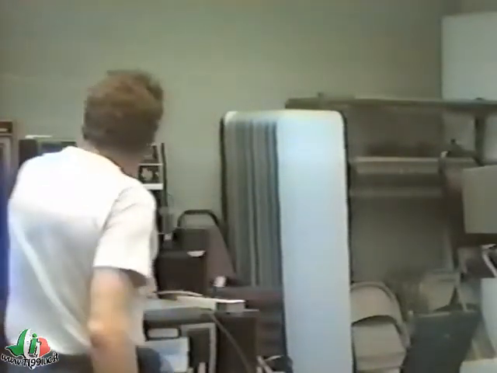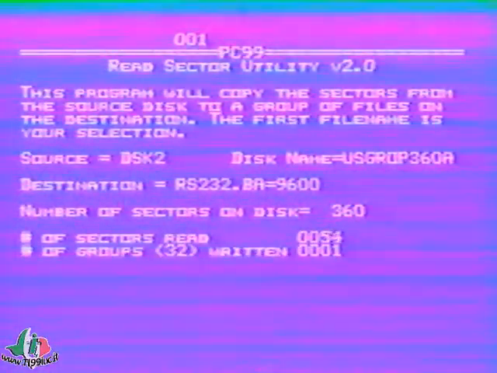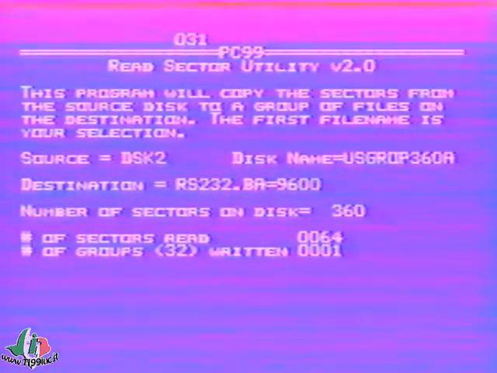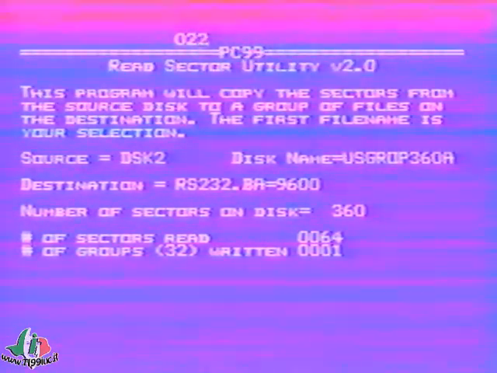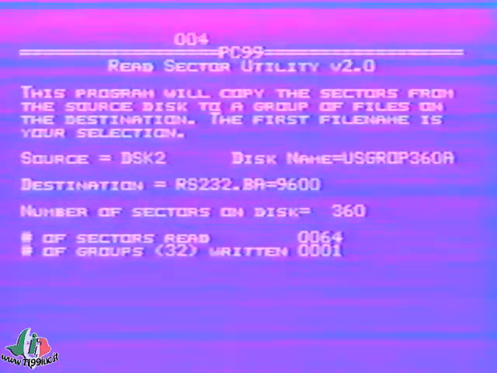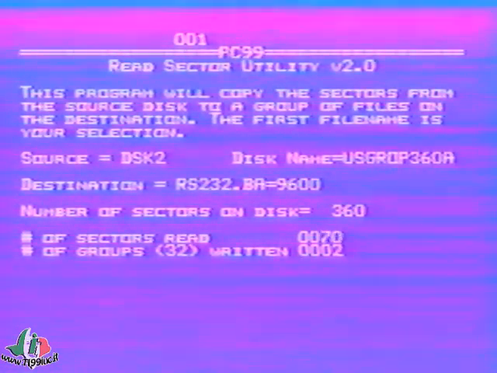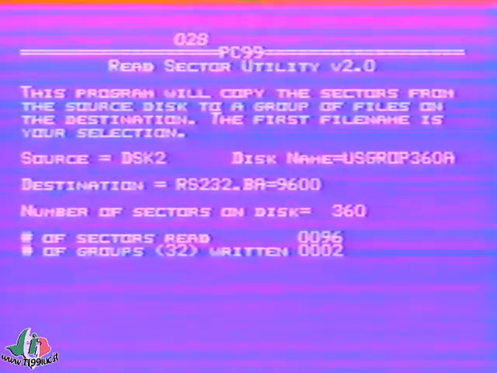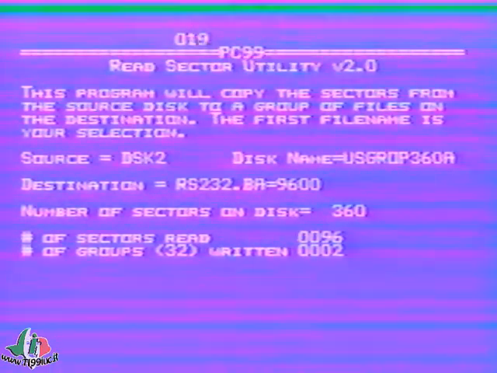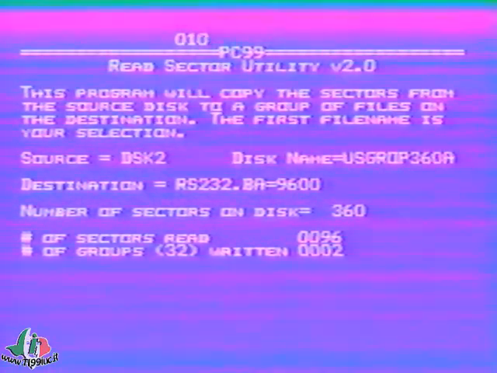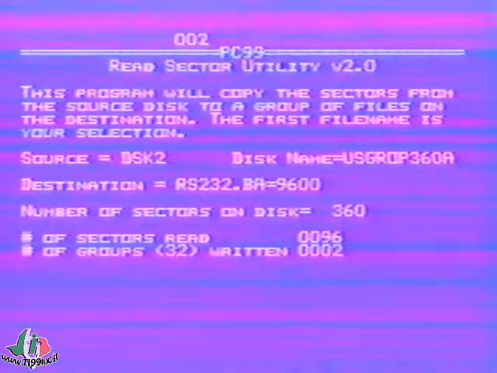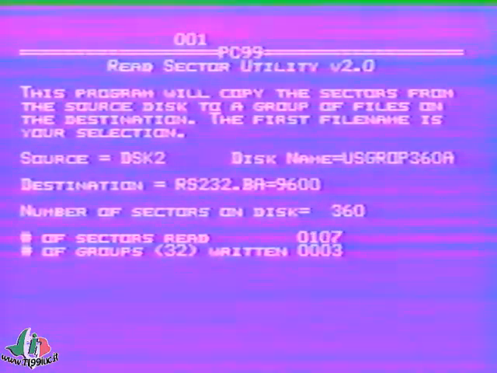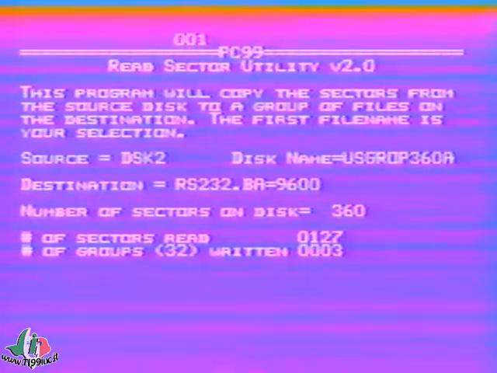And you'll notice that the numbers are counting down here and here. What's happening is that the TI is sucking in 32 sectors at a time, sending it over the RS-232 cable, and PC99 is writing 32 sectors at a time. This is a single-sided, single-density disk. This is a 360K disk. So you'll see how long it takes to transfer a 360K disk.